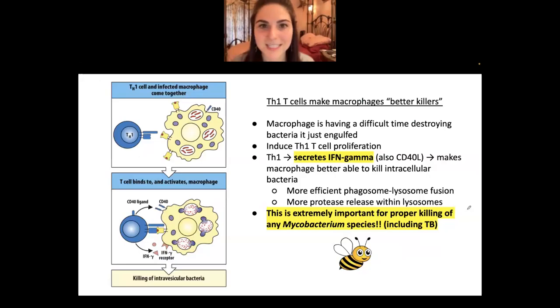Okay, lots of subtypes. So I wanted to talk a little bit more about what I mean by activating a macrophage. Macrophages are, on their own, very good, right? They phagocytose, they recognize complement, they have complement receptors, they have Fc gamma receptors for antibodies, they're antigen-presenting cells, they can activate all sorts of stuff.